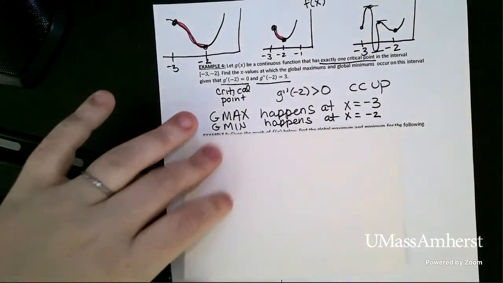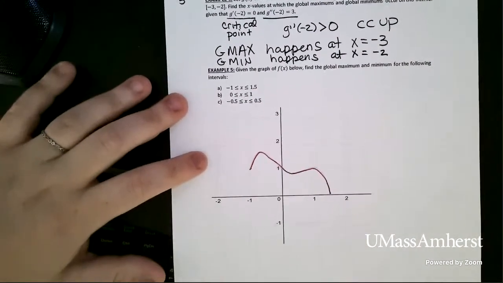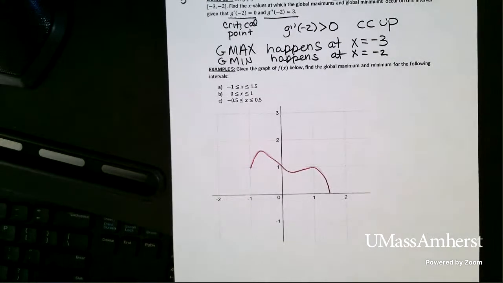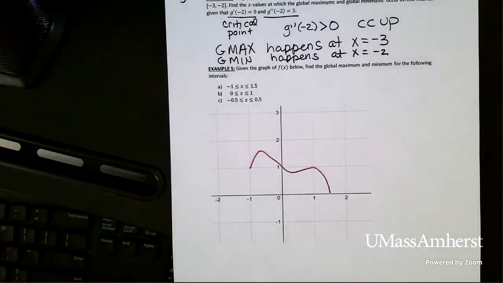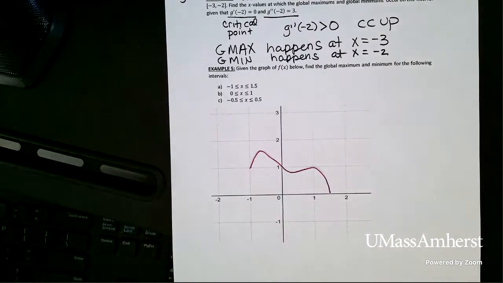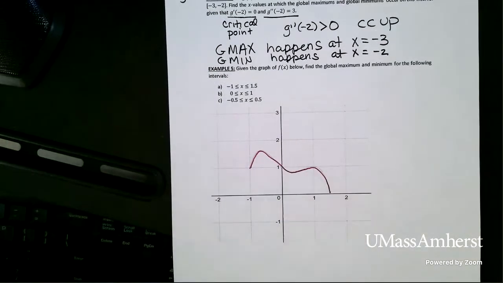Okay, so for the next one, we're going to be looking at this function here. So hopefully you can see that okay. I tried to darken it up with red. And so what we're doing is we're looking at this picture and we are trying to approximate the global maximum and minimum on 3 different intervals. Okay, the first interval is the entire function, so -1 to 1.5. So what is the global max and what is the global min?